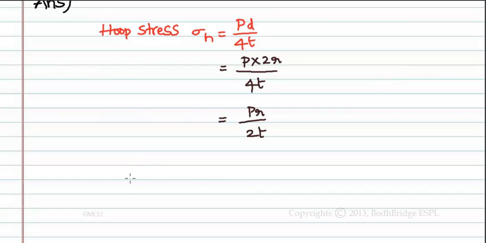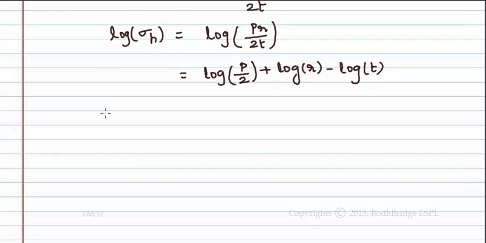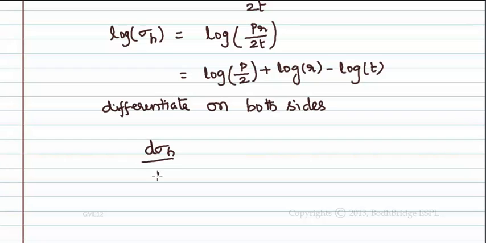Now let us apply logarithm on both sides. That is, log sigma h is equal to log of PR by 2t, that is equal to log P by 2 plus log R minus log t. Now differentiate on both sides. d sigma h by sigma h is equal to, since pressure is constant, the derivative of log P by 2 is 0. So 0 plus dr by r minus dt by t.